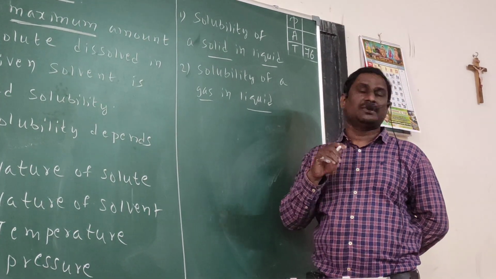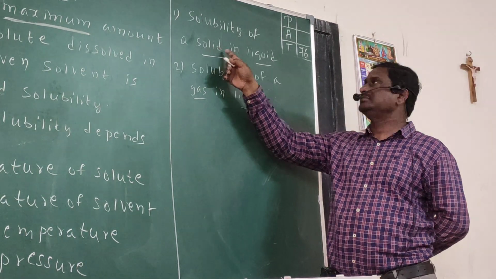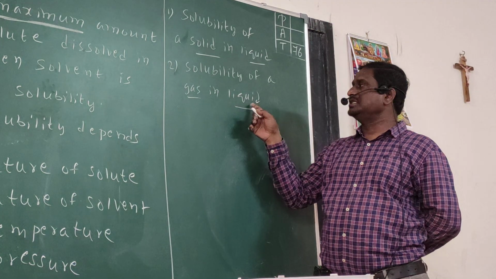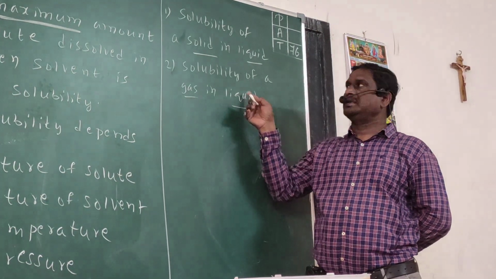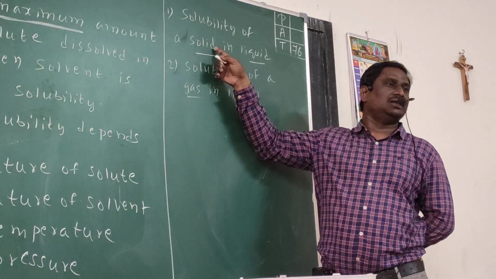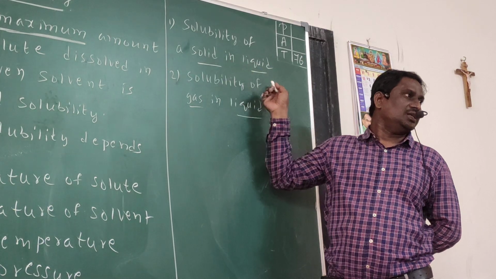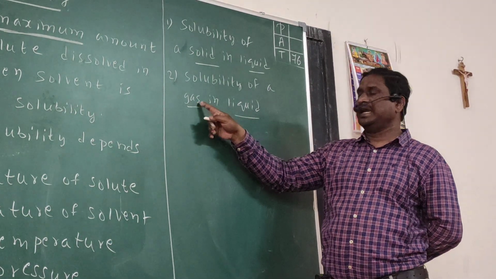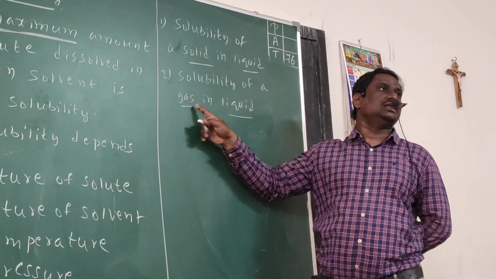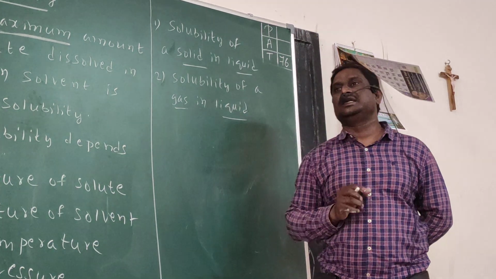Here, what is the meaning of this? This is solute, this is water, solvent. Is it clear? Now solid in liquid, example one: glucose dissolved in water. Next, gas in liquid, example one: oxygen dissolved in water. We will discuss in detail.